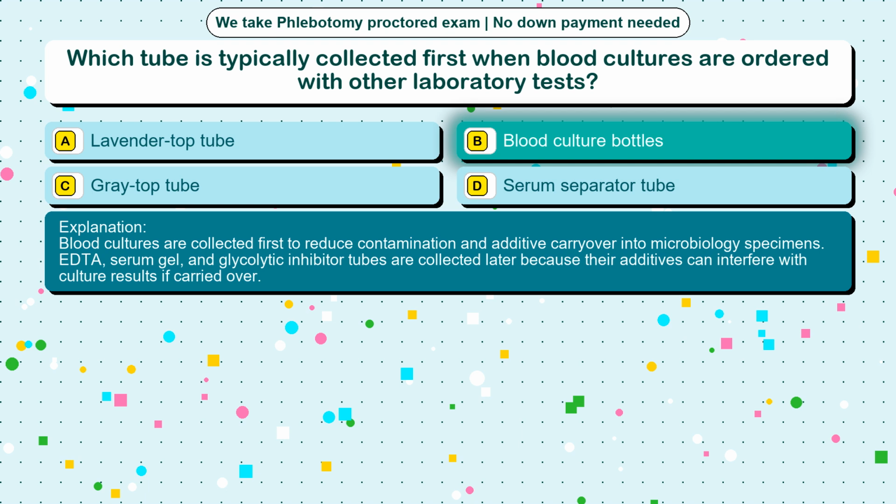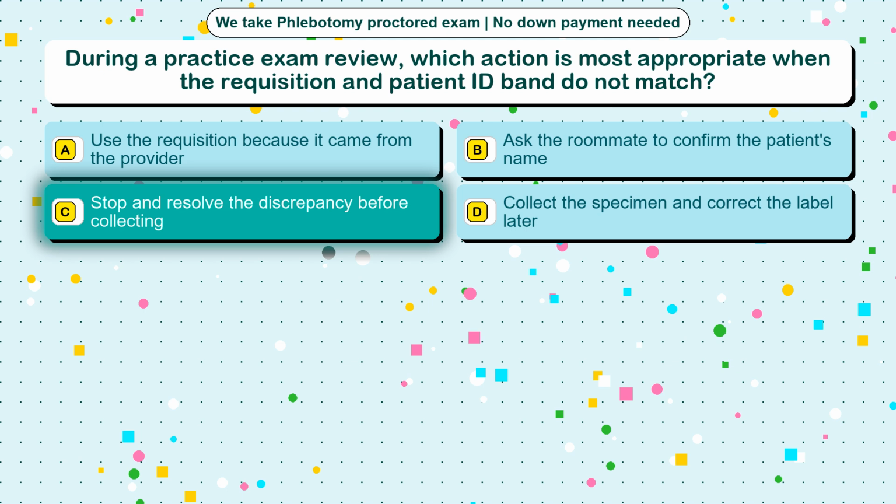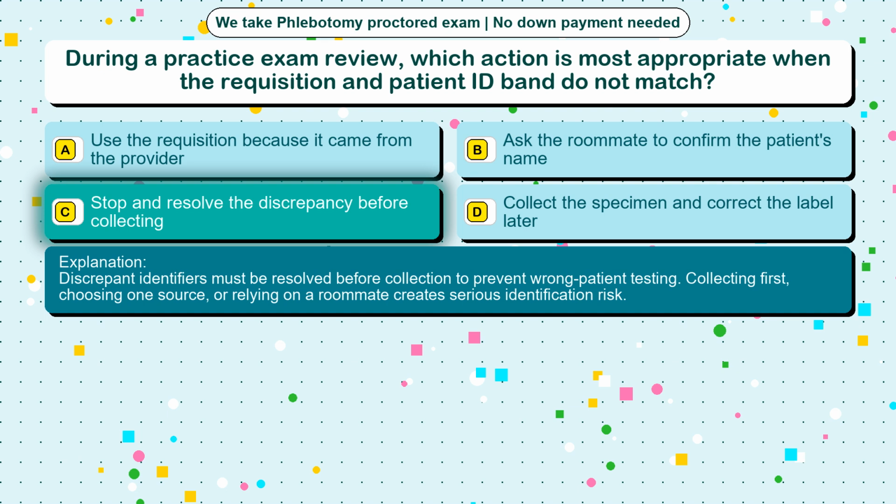over. Question 57. During a practice exam review, which action is most appropriate when the requisition and patient ID band do not match? Option A, use the requisition because it came from the provider. Option B, ask the roommate to confirm the patient's name. Option C, stop and resolve the discrepancy before collecting. Option D, collect the specimen and correct the label later. The correct answer is option C, stop and resolve the discrepancy before collecting. Discrepant identifiers must be resolved before collection to prevent wrong patient testing. Collecting first, choosing one source, or relying on a roommate creates serious identification risk.